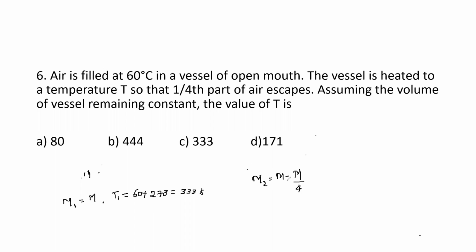Why? Because when it starts heating, the mass reduces to 1/4 of its value. Therefore, it becomes M minus M divided by 4. This is nothing but 3M divided by 4. From the ideal gas equation, it is given by PV is equal to mu RT. So by using this equation, we can solve it.